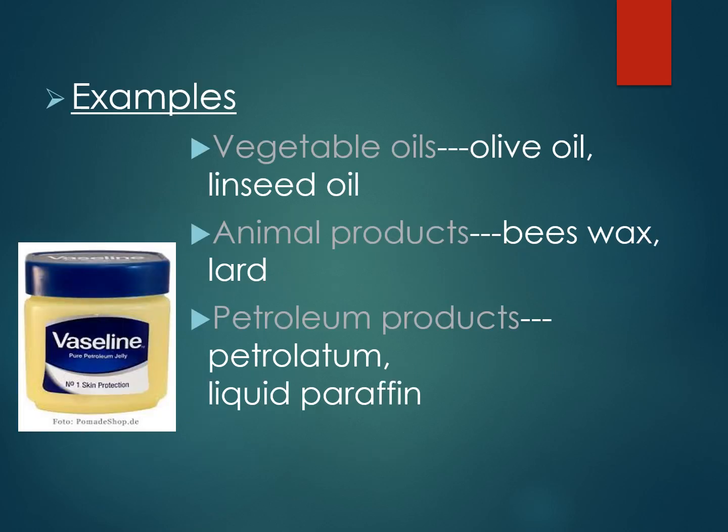Yes, the biggest example is Vaseline, petroleum jelly. Then vegetable oils like olive oil, linseed oil. In animal products, we have beeswax and lard. And in petroleum products, we have petrolatum and liquid paraffin. This is a very important, commonly used example of these agents.